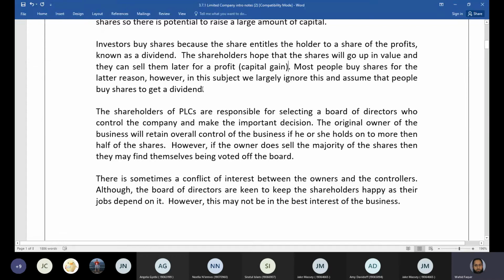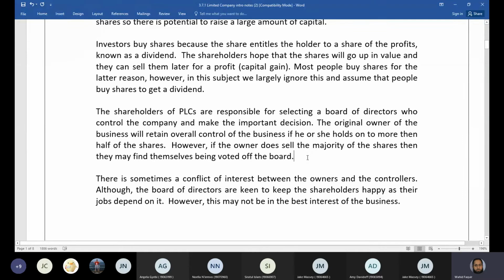Okay, and then the other reason, of course, was dividend. Now, hopefully you're highlighting this, you're underlining it, you're emphasizing it, you're logging it down. Active learning, please. Right, let's just carry on here now.